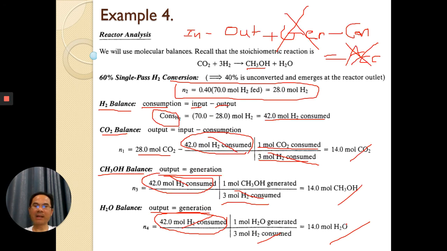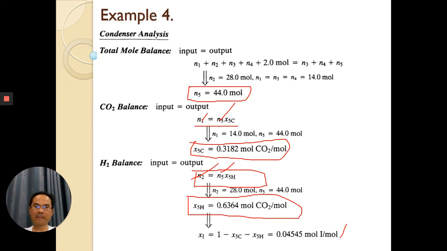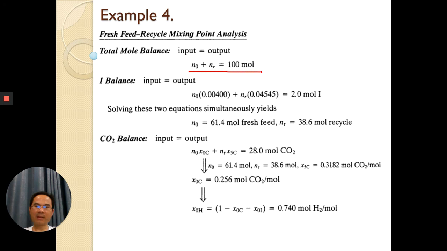Total mole balance of the first feed. It's N0 plus Nr equal to 100. But you don't know N0, you know Nr. Okay, this is for the first equation.